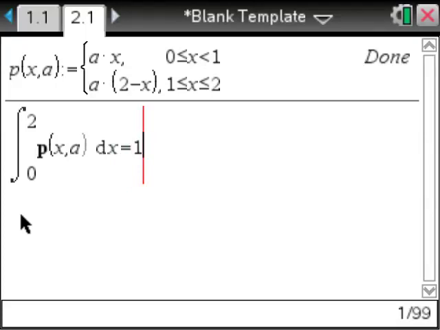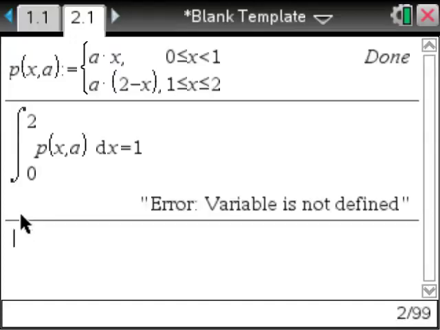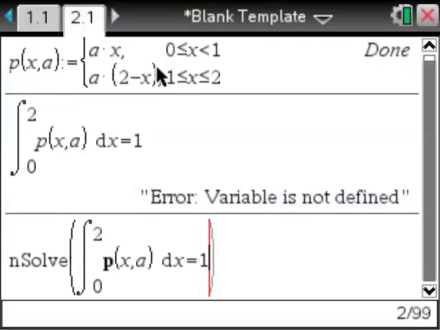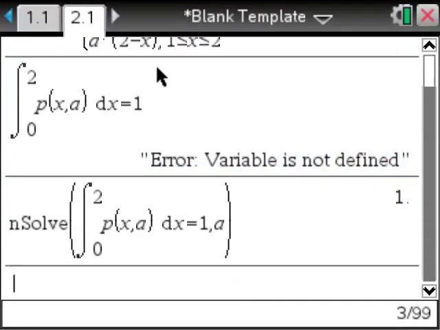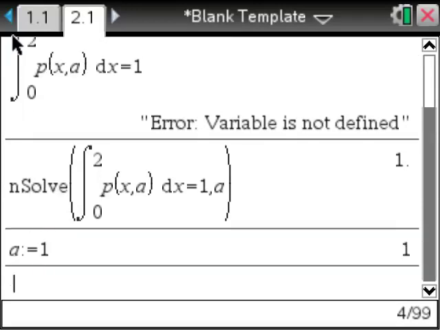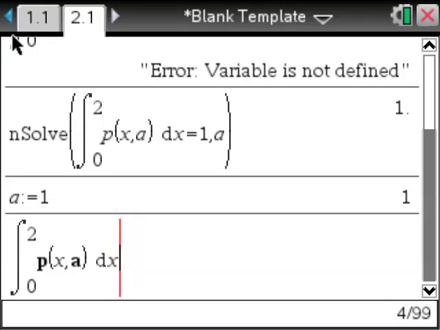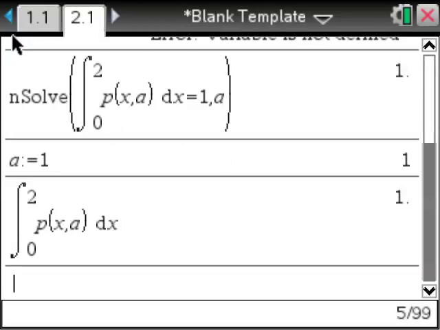Now when I press enter, it will give me an error because it doesn't know the value for a. But when I do menu, algebra, and numerical solve that expression for a, it tells us that a must equal 1, which is rather nice. So I'll do a is defined as equal to 1, and my function is now well defined for the rest of the question. I can double check that this function satisfies what I wanted. Notice the a is now in bold because it knows the particular value, and we get a value of 1.